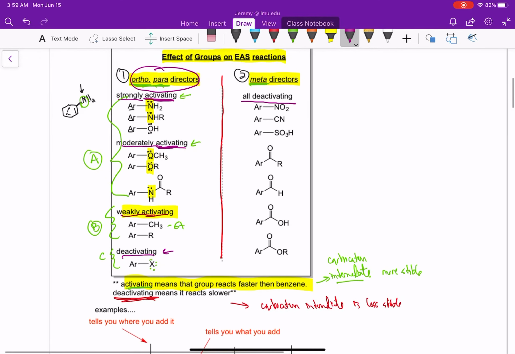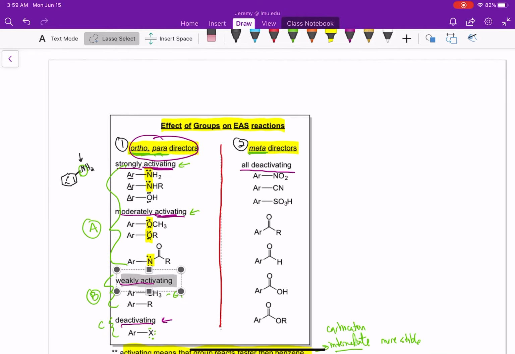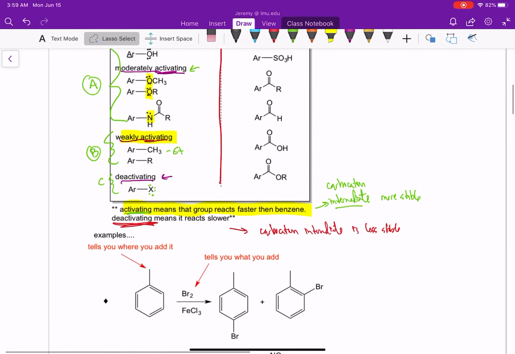Okay, so we have three classes of ortho para directors. Anything with a lone pair, any N or O with a lone pair, are ortho para directors. Any alkyl group, methyl, ethyl, propyl, butyl, those are all ortho para directors. And then any halogen is an ortho para director.